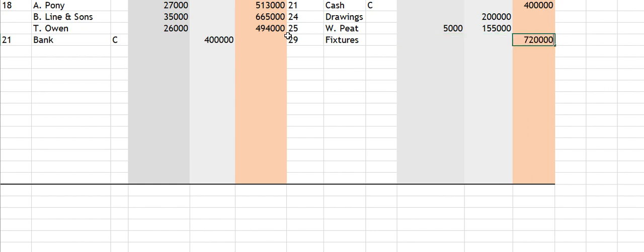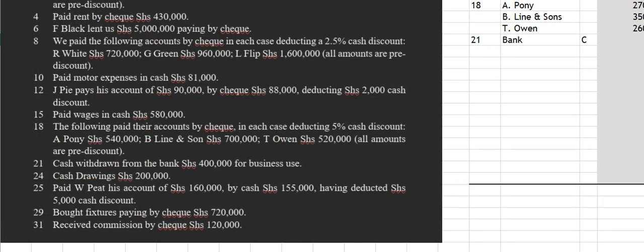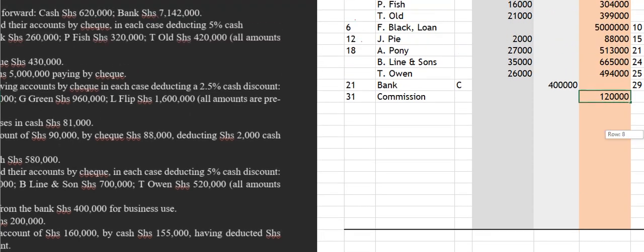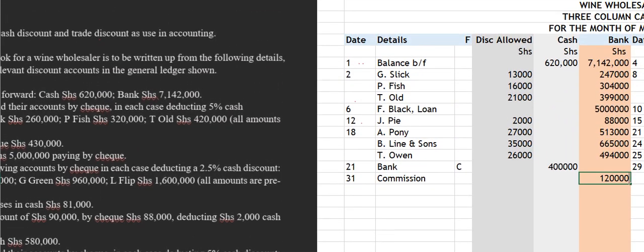Then lastly, on the last day, received commission by check. This is 31st. The business is receiving money, so in the cash book, it's by check, 120,000. So that's your cash book. You have entered all the transactions.